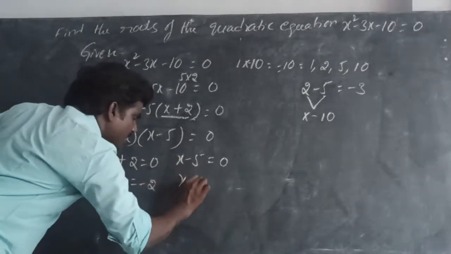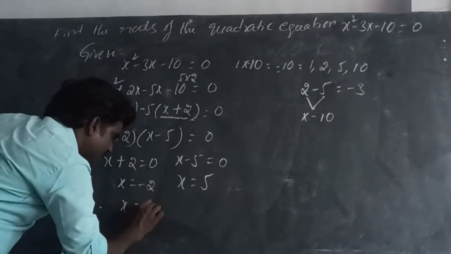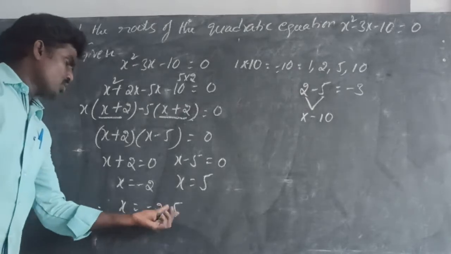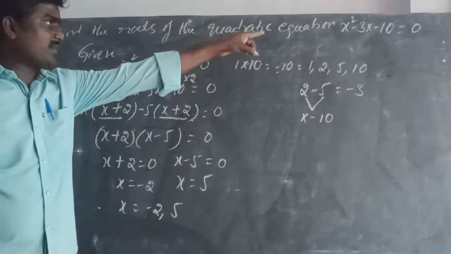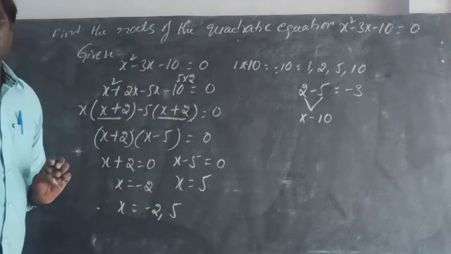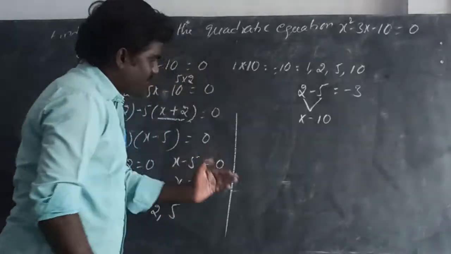Minus 5 is going to shift over as plus 5. So therefore the roots of the given equation are minus 2 and 5. So minus 2 and 5 are the roots of the given equation x square minus 3x minus 10 is equal to 0. Now here we can do it another way by using a formula.